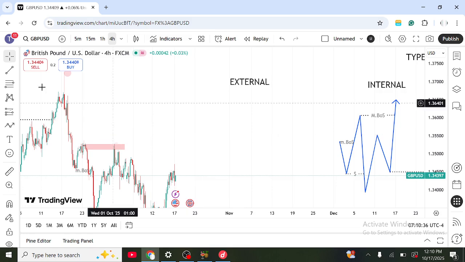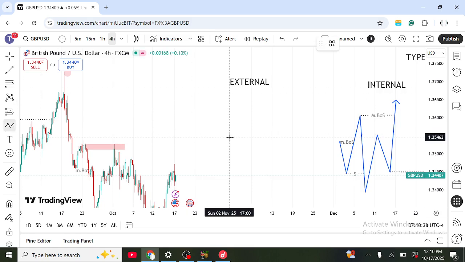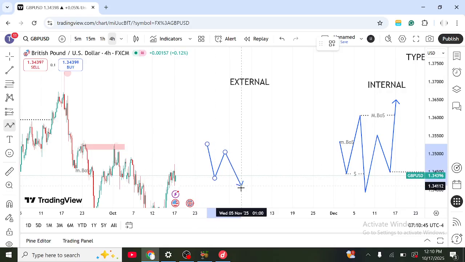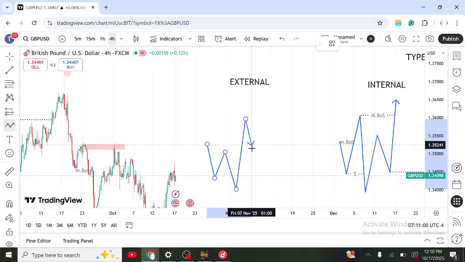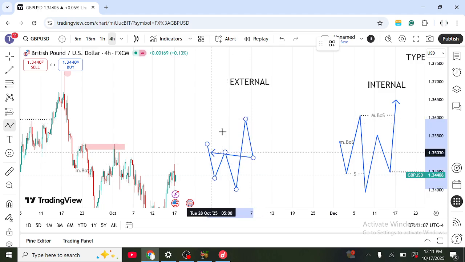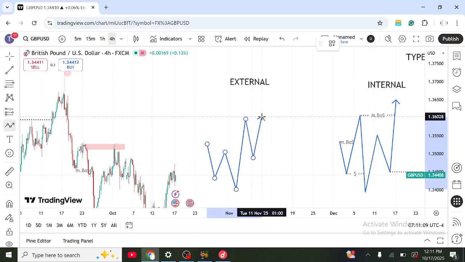Now for the external inducement, I'm still using a bullish trend as an example. We have a break of structure, and as you can see, we do not have any low before this break of structure, because from here to here is where the break of structure happens, but there is not any low here. So when price now creates that low outside this movement, that is when we have external.